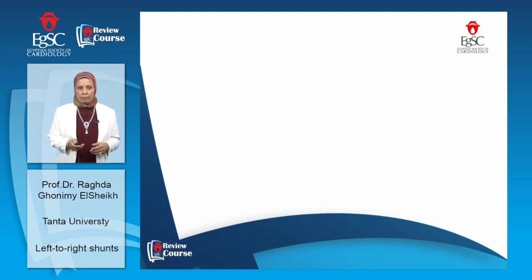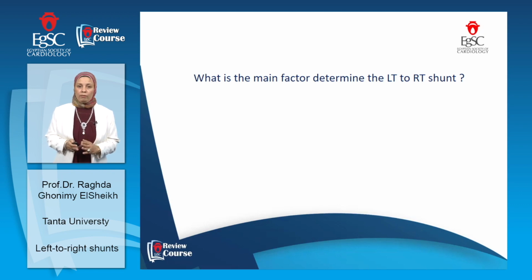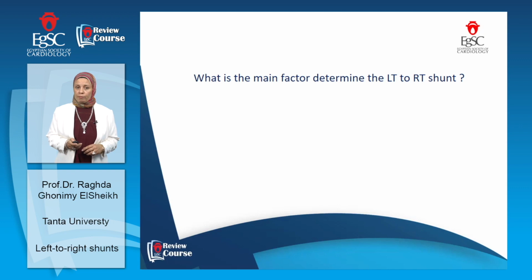Come to the questions. What is the main factor determining the left to right shunt in cases of VSD? Actually, it is the pressure difference between the left and right ventricle, as we all know that the left ventricular pressure is 4 times more than the right ventricular pressure.